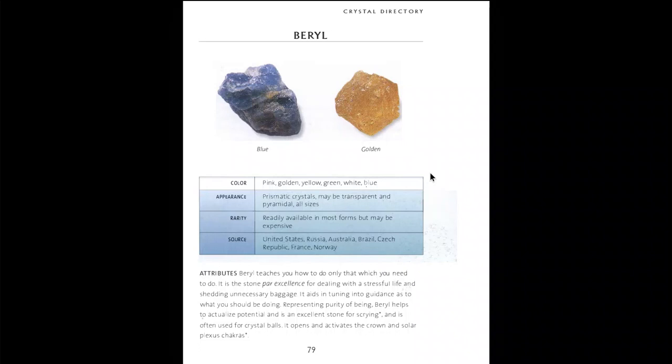So just finished reading the A crystals in the Crystal Bible. So let's go ahead and do Crystal Bible Part 3, and we'll do letter B.